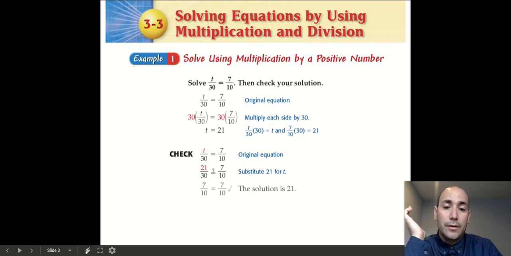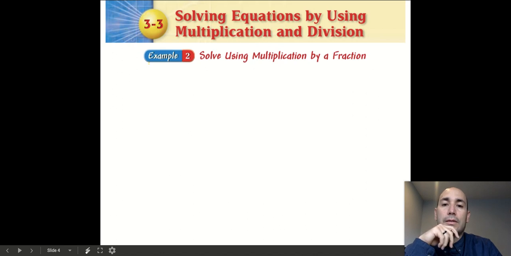If you simplify the two fractions, both 21 and 30 are divisible by 3. So 21 divided by 3 is 7. 30 divided by 3 is 10. So it does give you two equivalent fractions. 7 over 10 does equal 7 over 10. So the solution is 21. It does check out. Let's look at a second example.